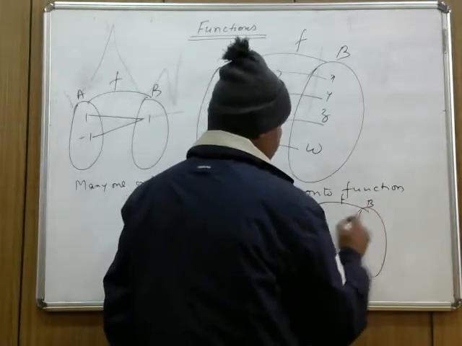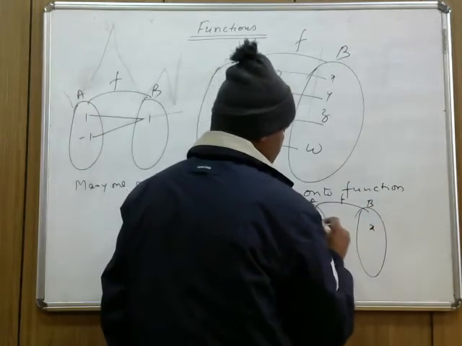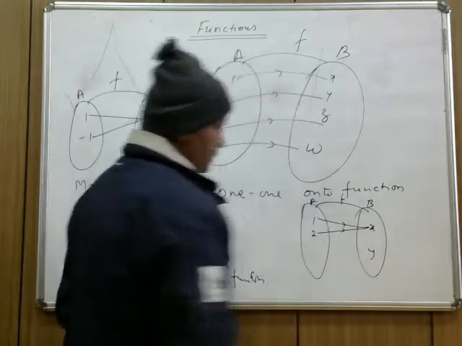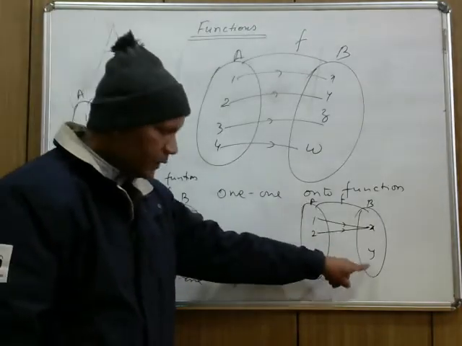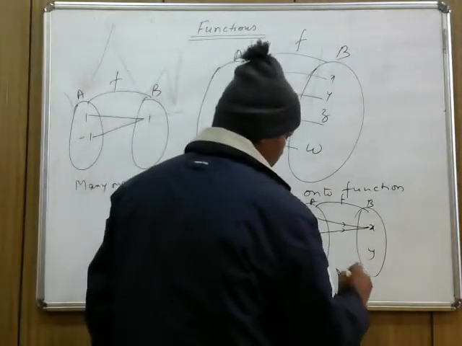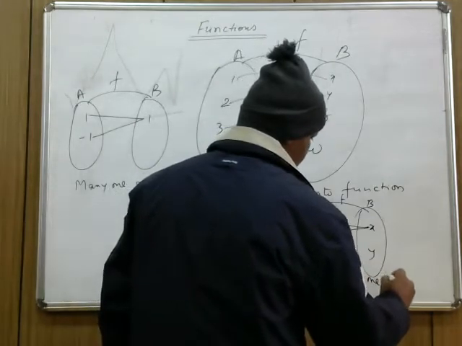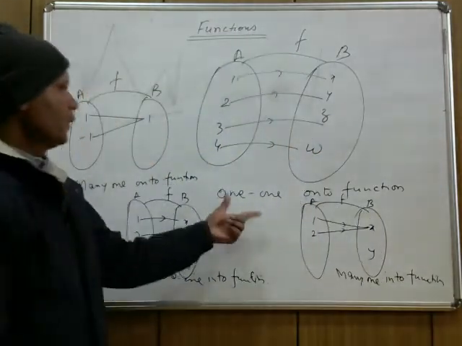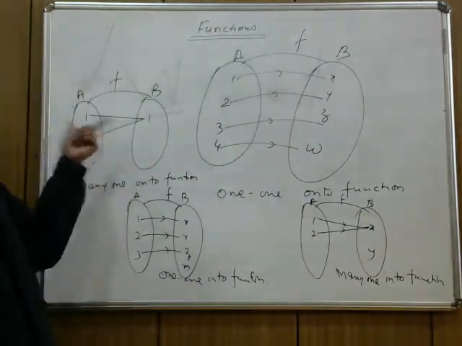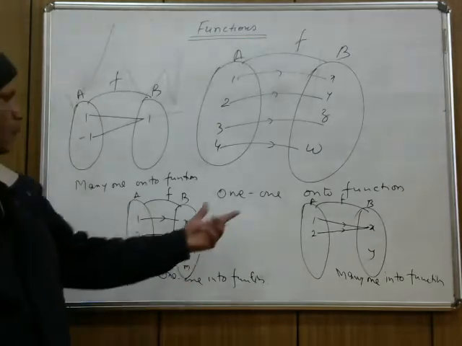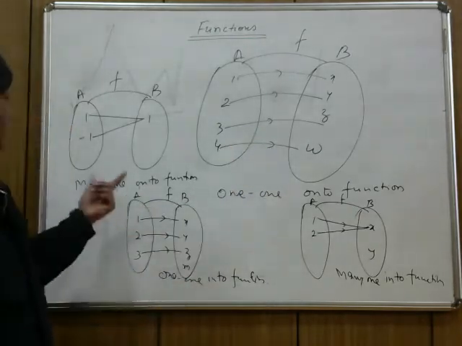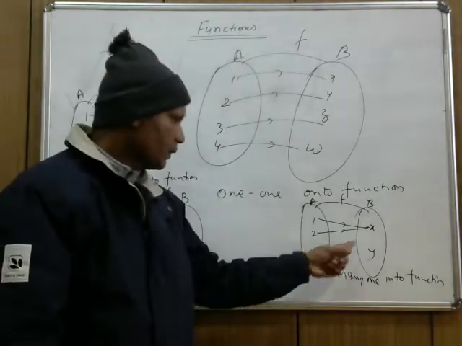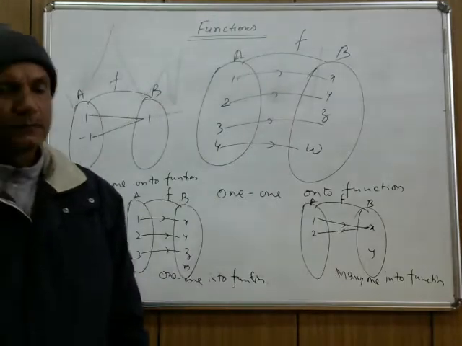Now I will give you another example of many one. A to B, 1 to x, right? Many one, and if I write here y. This is what? Many one into function. Right? See now: 1-1 onto, 1-1 into, 1-1 onto function, many one onto function, 1-1 into function, and many one into function. Is it clear now? Fine.